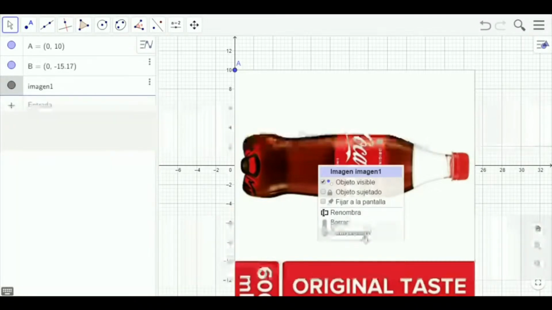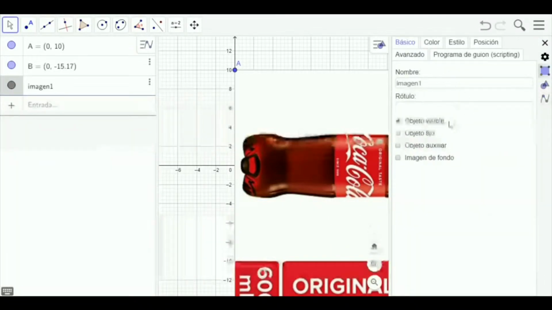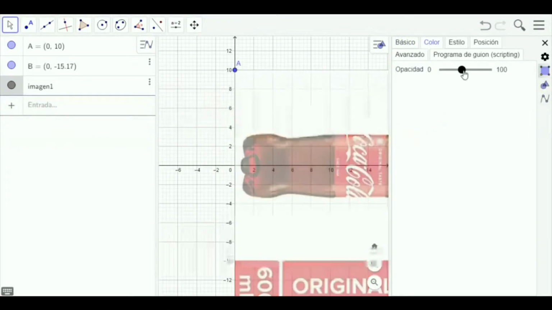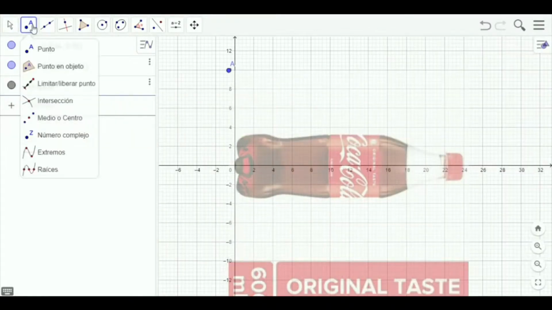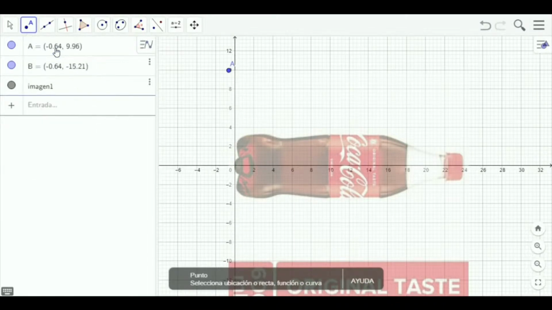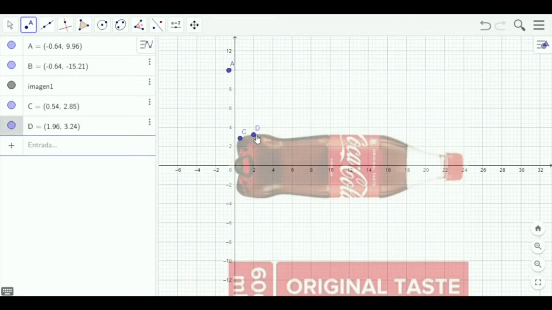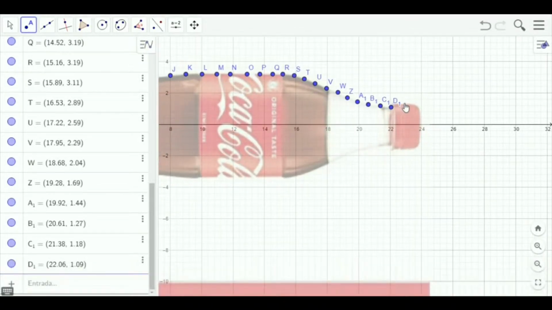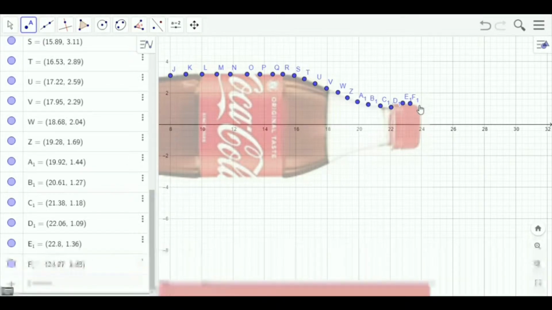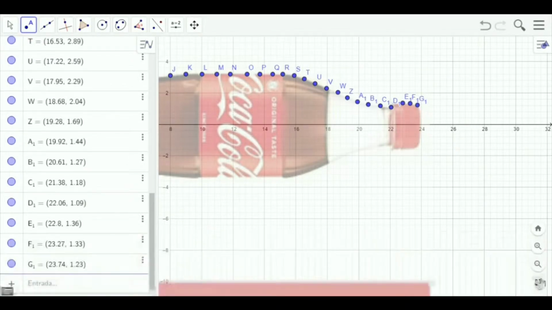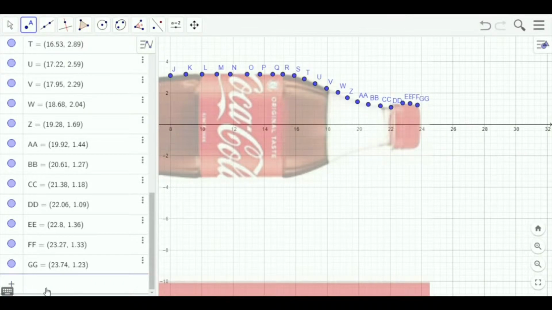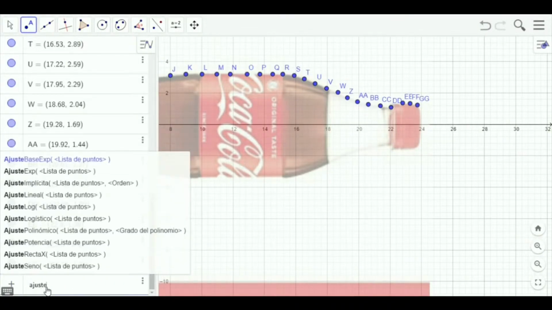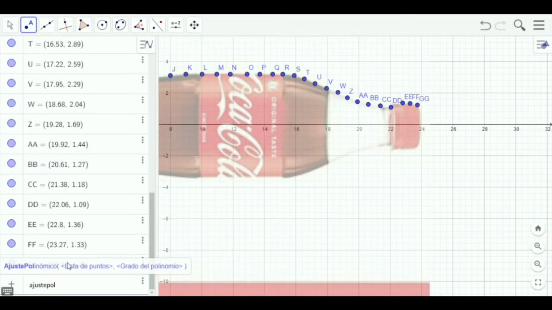Now we're making the image a little bit clearer so that we can actually see the numbers in the x-axis, like this. Now we're adding points around the bottle of Coke, just like this, until number 24, so that all the bottle is covered. There we go.